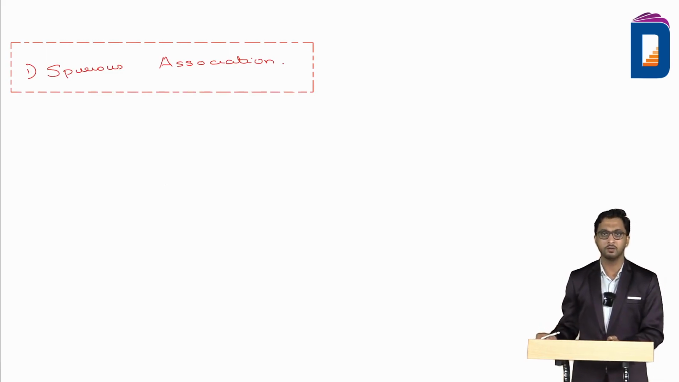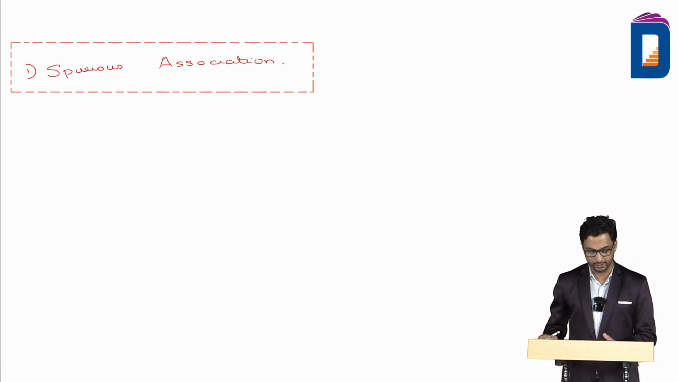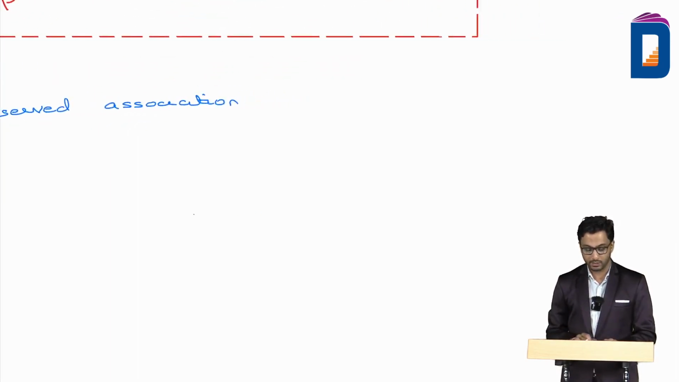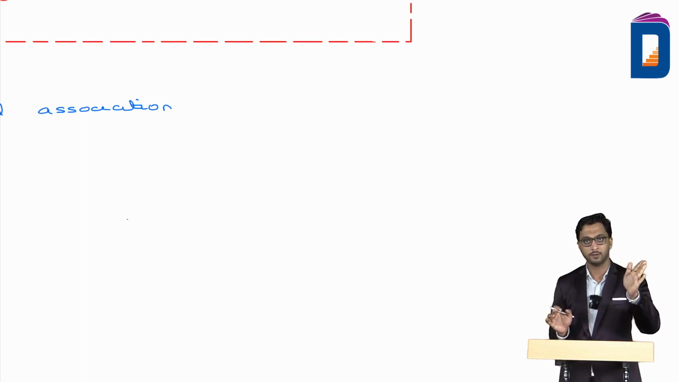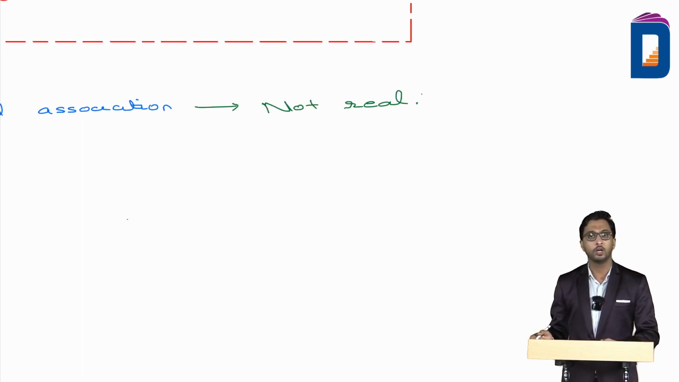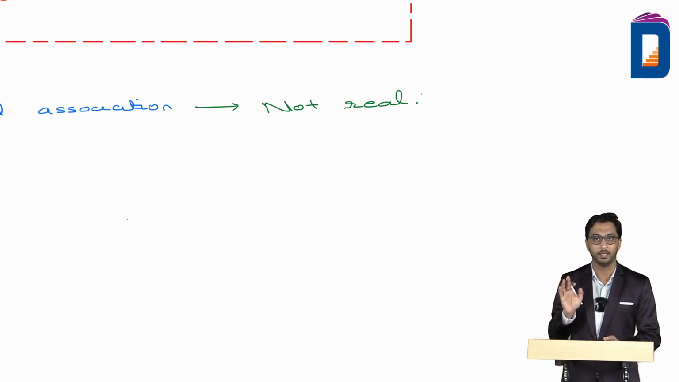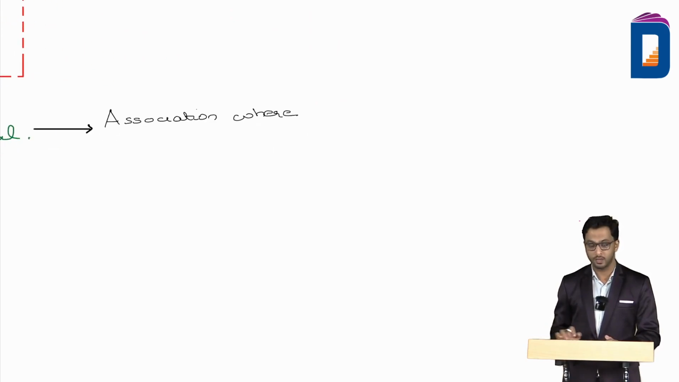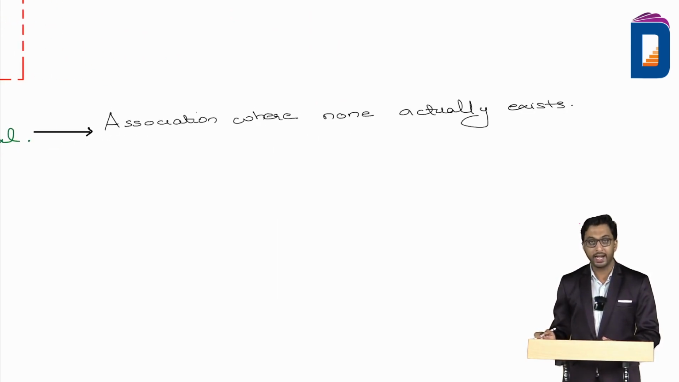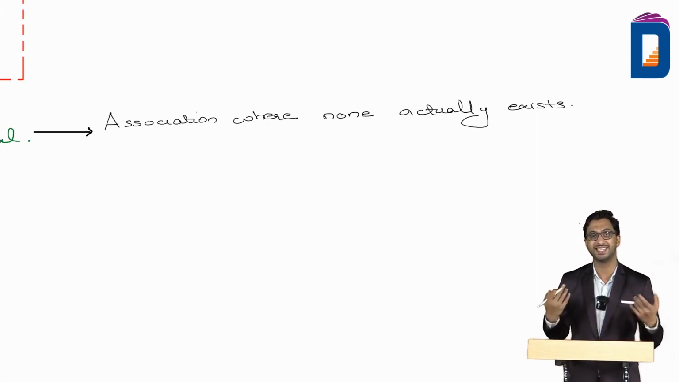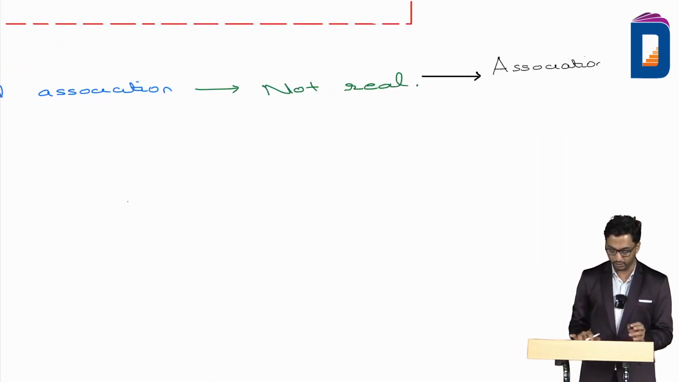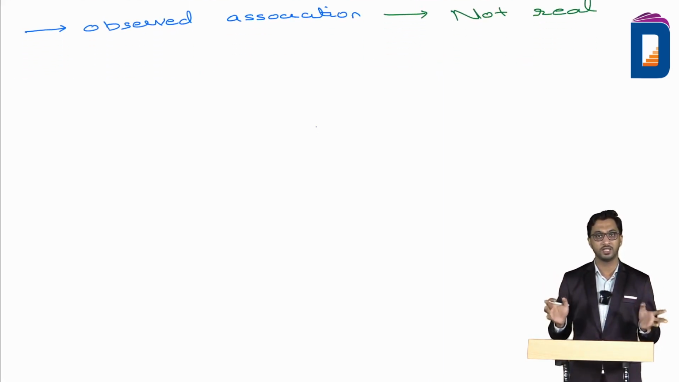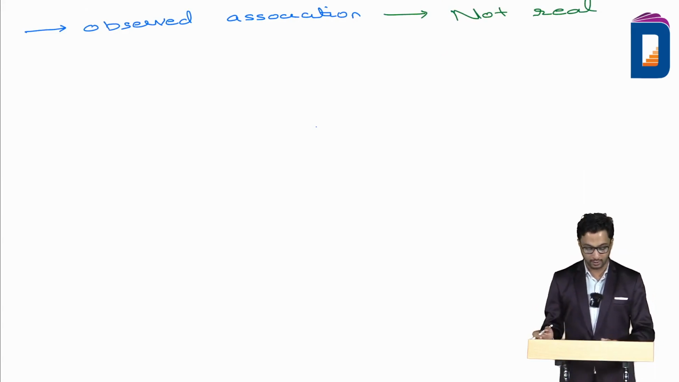So the first association we are going to see is spurious association, as I told you. What is basically spurious association? That is an observed association between the cause and disease where the observed association is not real. We know that it is not real. That means an association where none actually exists. I'll come to the example, it will become much clearer. If they ask you about an association where no real correlation actually exists, that is called spurious association.